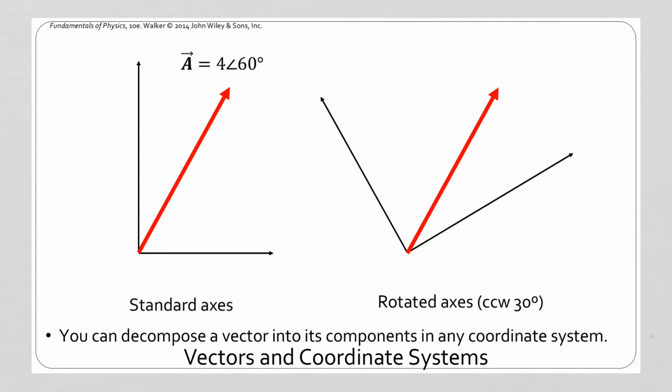So if I want to find the components of this vector with a magnitude of 4 and an angle of 60 degrees, that 60 degrees is defined as counterclockwise from the positive x-axis. I can find the components of this vector by drawing a vertical line through the tip, a horizontal line through the tail. Those give me my vector components.